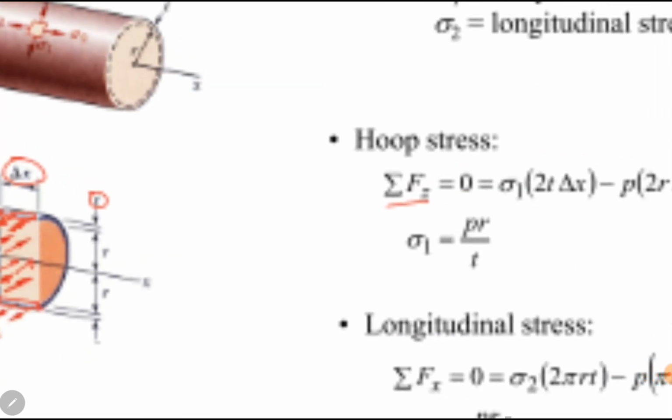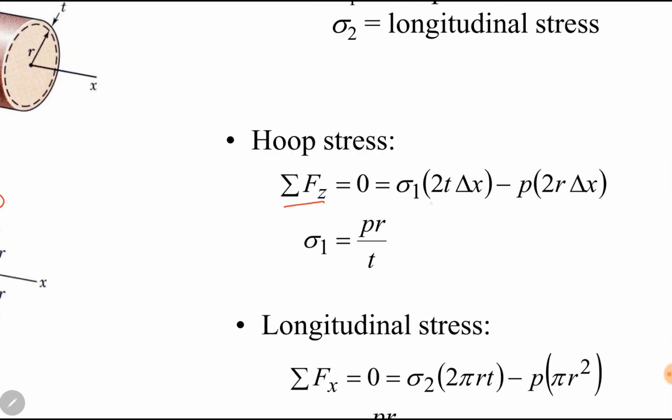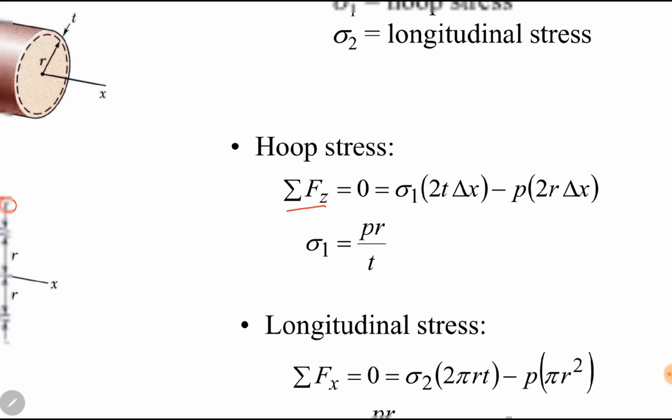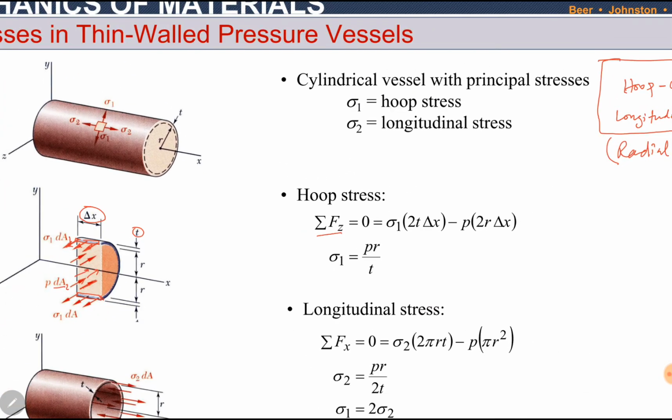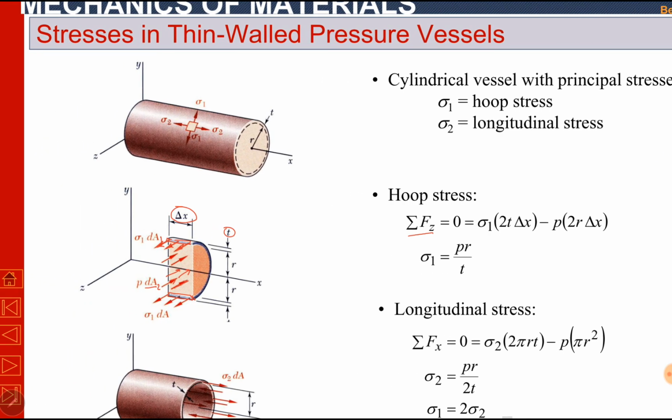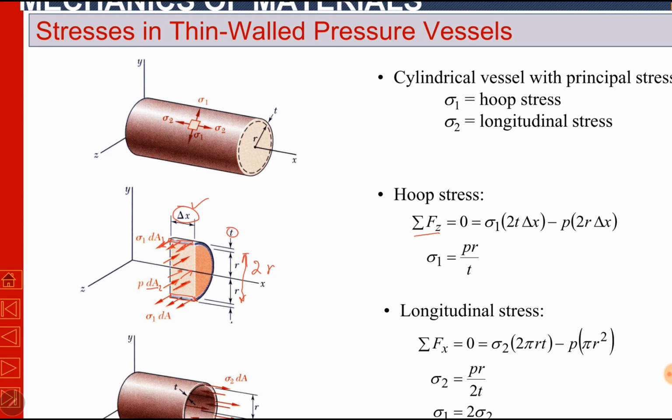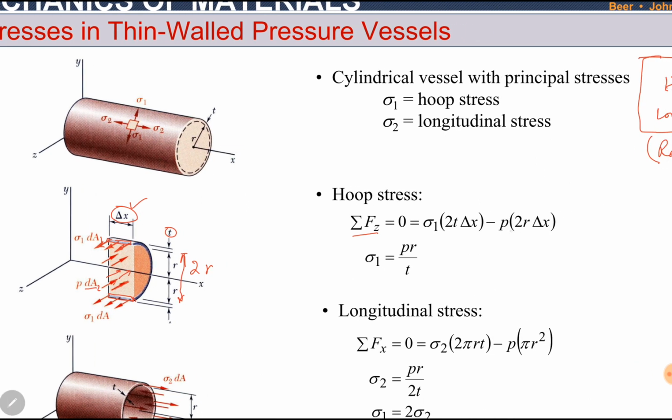So sigma 1 into 2 times T into delta x, minus P. Sigma and P are always in opposite directions. Minus P into this area, which is this length, 2r, into thickness into delta x, the length of this segment. So 2r into delta x. If we simplify it, sigma 1 becomes PR over T.